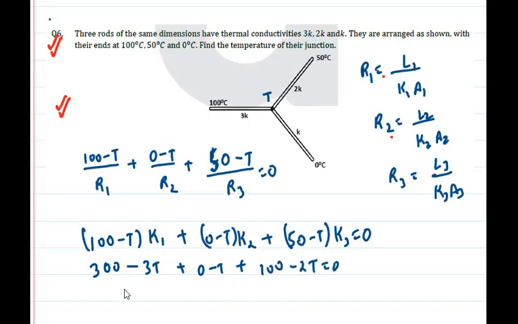So 300 plus 100, 400, right? Got it? Yes. And 3T minus 2T minus T, 6T. So 6T is equal to 400. So T is equal to 200 by 3, which is equal to 66.67 degrees centigrade. Easy? Tell me, easy? Got it, everyone? Yes or no? Everyone got this concept?